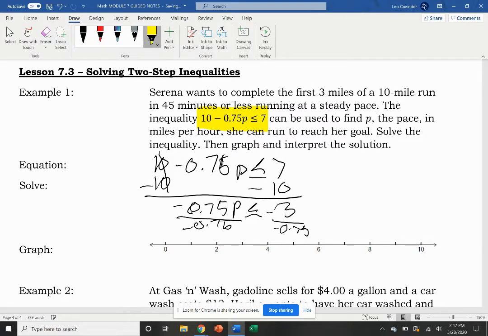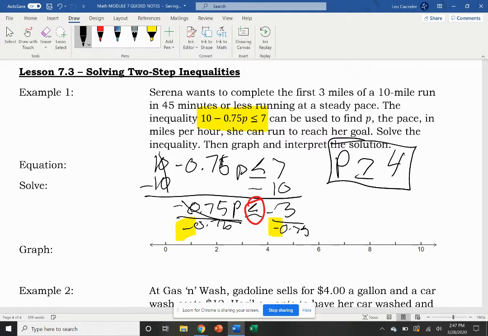Remember, when we divide by a negative, this sign has to flip. So now we're going to flip the sign. When we divide, this crosses out. It gives us p is now greater than or equal to 4. That is our solution.